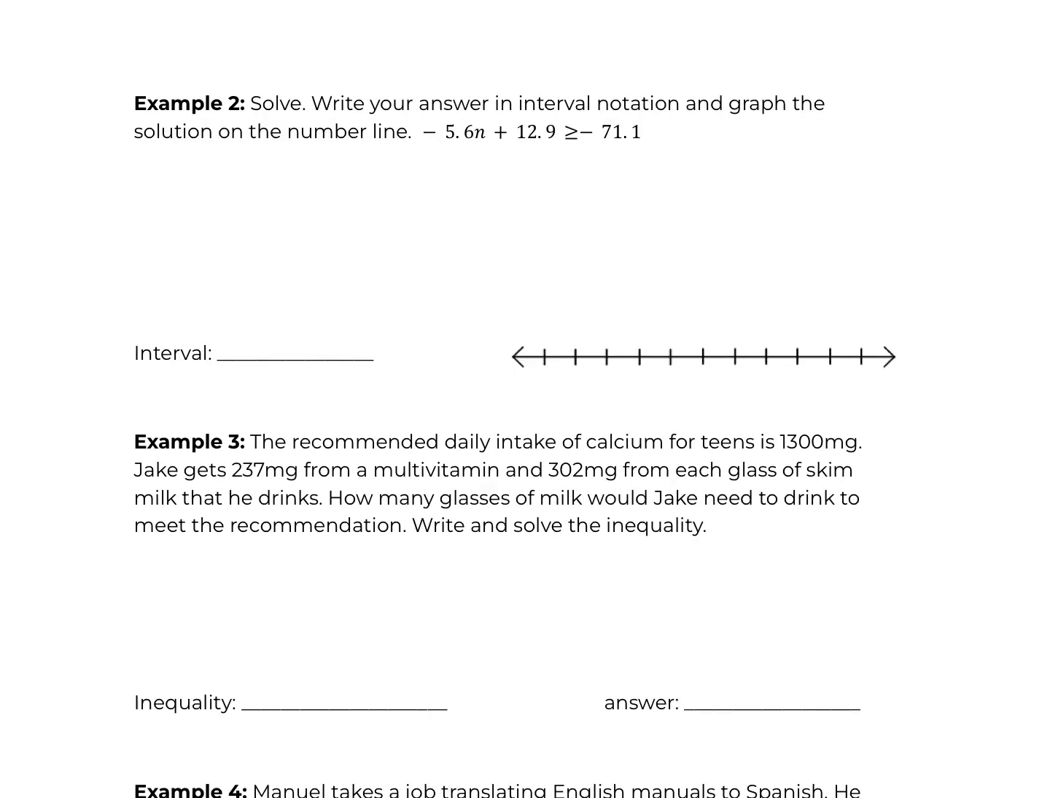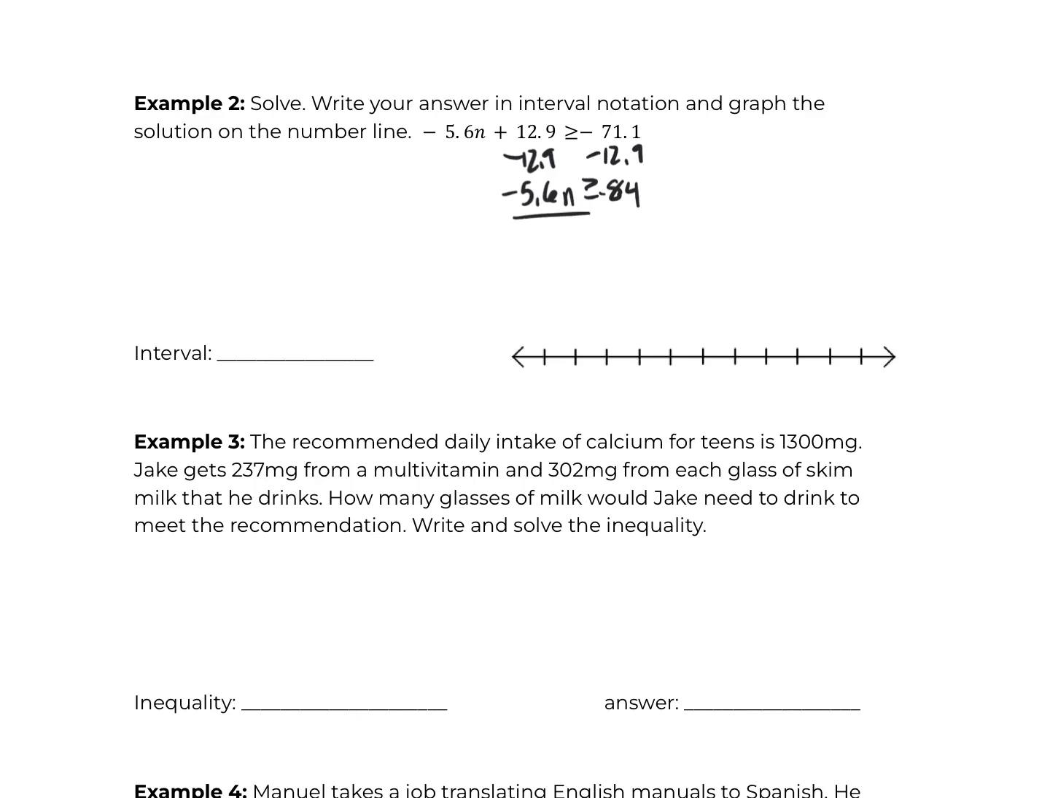So now let's look at another example. We're going to write our answer in interval notation and graph the solution on the number line. Negative 5.6n plus 12.9 is greater than or equal to negative 71.1. So again, first step, subtract 12.9 from both sides. When we subtract from a negative, it's kind of like adding it, making it more negative. So this becomes negative 84 when you add those together.